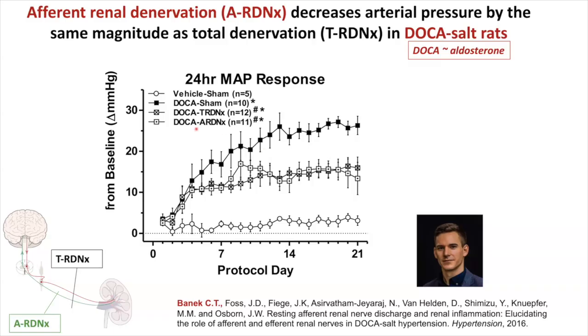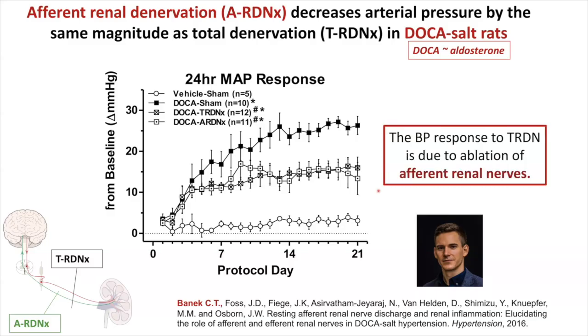The important point of the slide, though, is this group, the box with the dot, is only sensory denervation with the capsaicin technique. And you can see it looks essentially identical to if you took out both sensory and sympathetic fibers. So we concluded from this that the blood pressure response, in other words, the anti-hypertensive response to denervating the kidney, is due to the elimination of the sensory nerves and not the sympathetic nerves, which was the novel finding in the study.